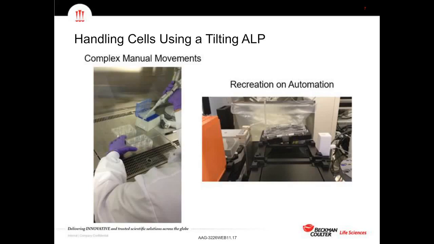So hopefully that's given you a good example of how we can mimic something that maybe is thought to be a difficult thing to transition to automation. I have a second example here as well that I also want to show you, which is also a very simple motion of shaking.